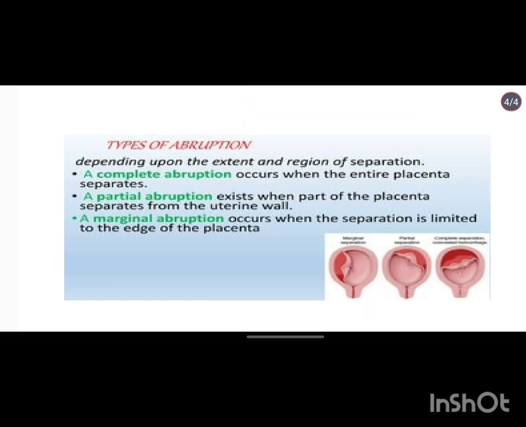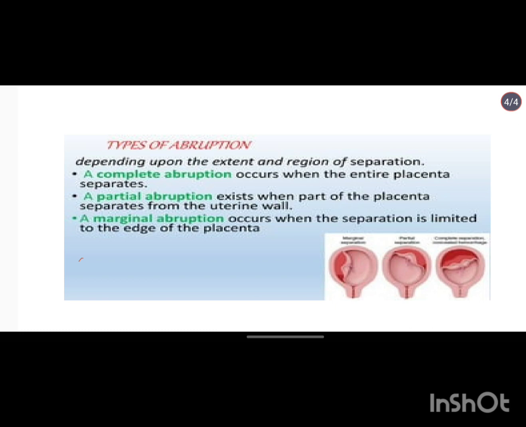Next we will see the types of abruption. Types depend upon the extent and to what region the separation of the placenta has occurred. So there are three types of abruption. The first one is complete abruption. The name itself is telling you that in complete abruption, the entire placenta gets detached from the wall of the uterus. I repeat, in a complete abruption, the entire placenta gets separated from the wall of the uterus.